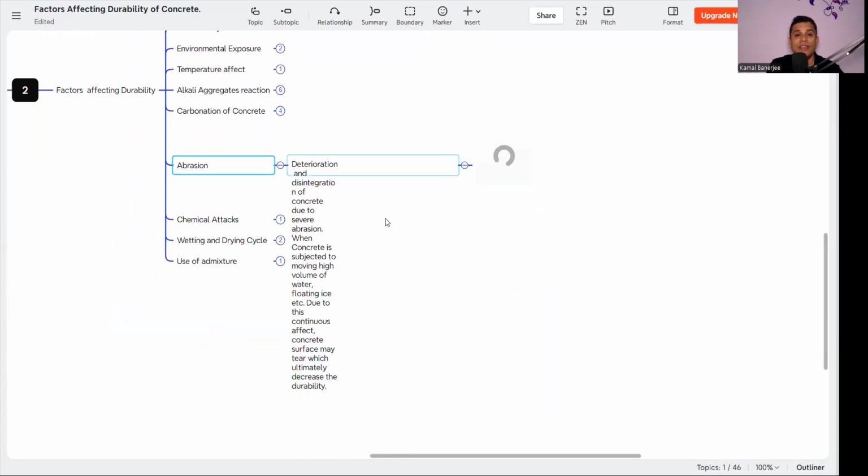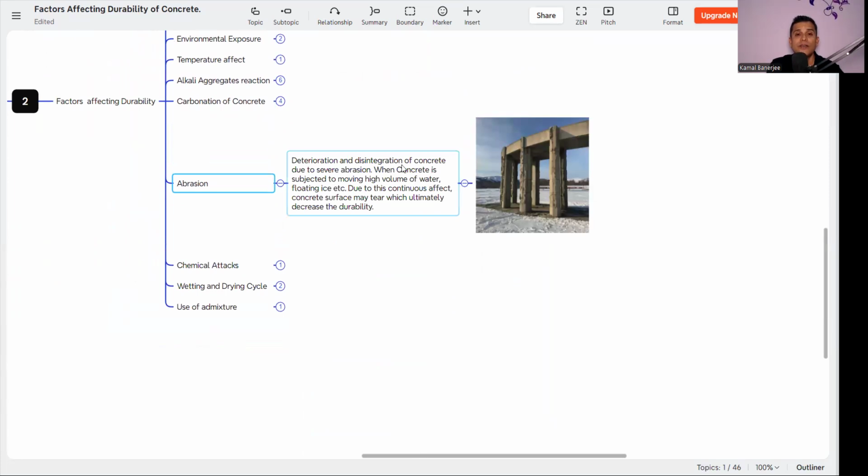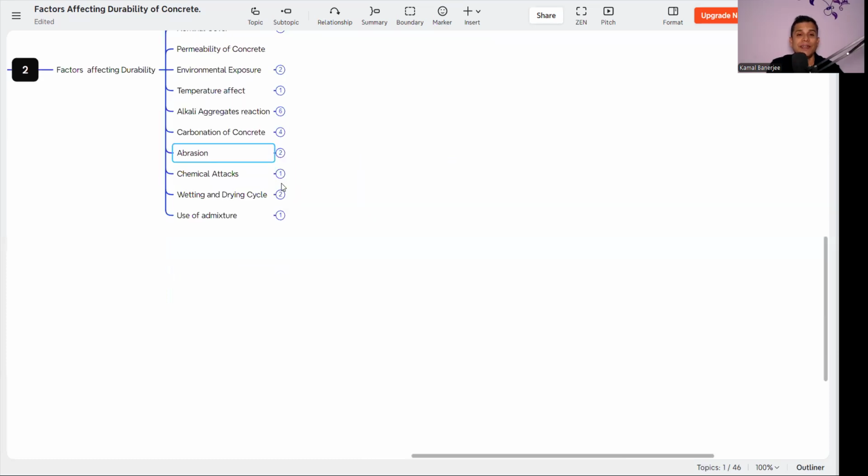Then abrasion. What is abrasion? Deterioration or disintegration of concrete due to severe abrasion. When concrete is subjected to a high volume of moving water or floating ice, this can also affect the concrete durability. Next is chemical attack. Already we discussed that sulfates and chlorides present in the soil, or in the environment for underground concrete, also affect the concrete durability.